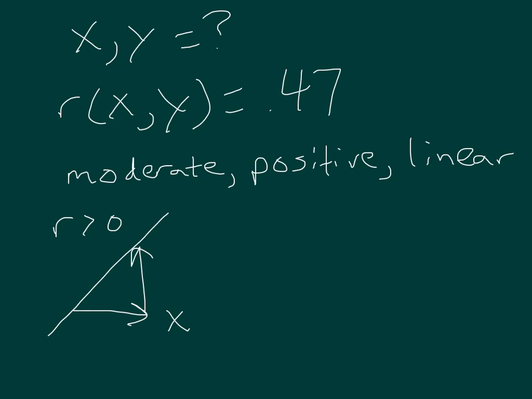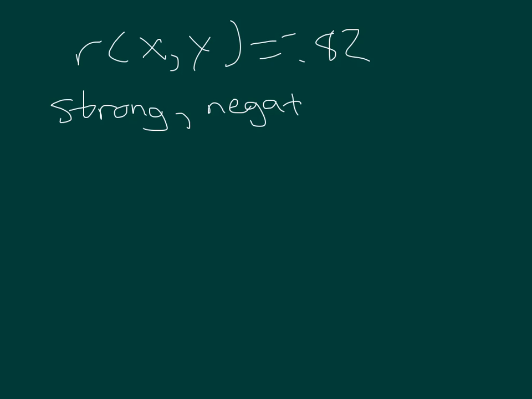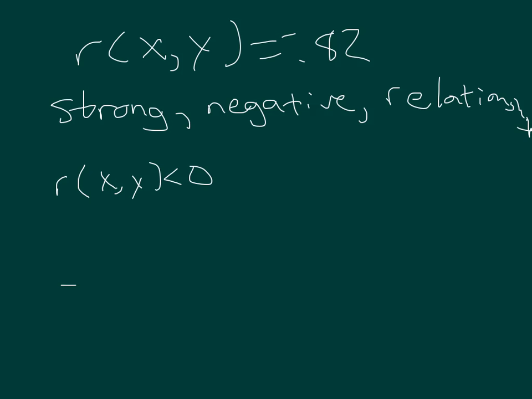On the other hand, I told you r of xy is negative 0.82. This we know is a strong negative linear relationship, because it's less than -0.7. So what does that mean? If r is less than 0, it means that as we go up in x, we're going down in y. And that means that you're looking at a line that looks like that. You could also think about if you go over to the left in x, you go up in y. Again, you have that same slope. So that's about it for correlation coefficient for now.